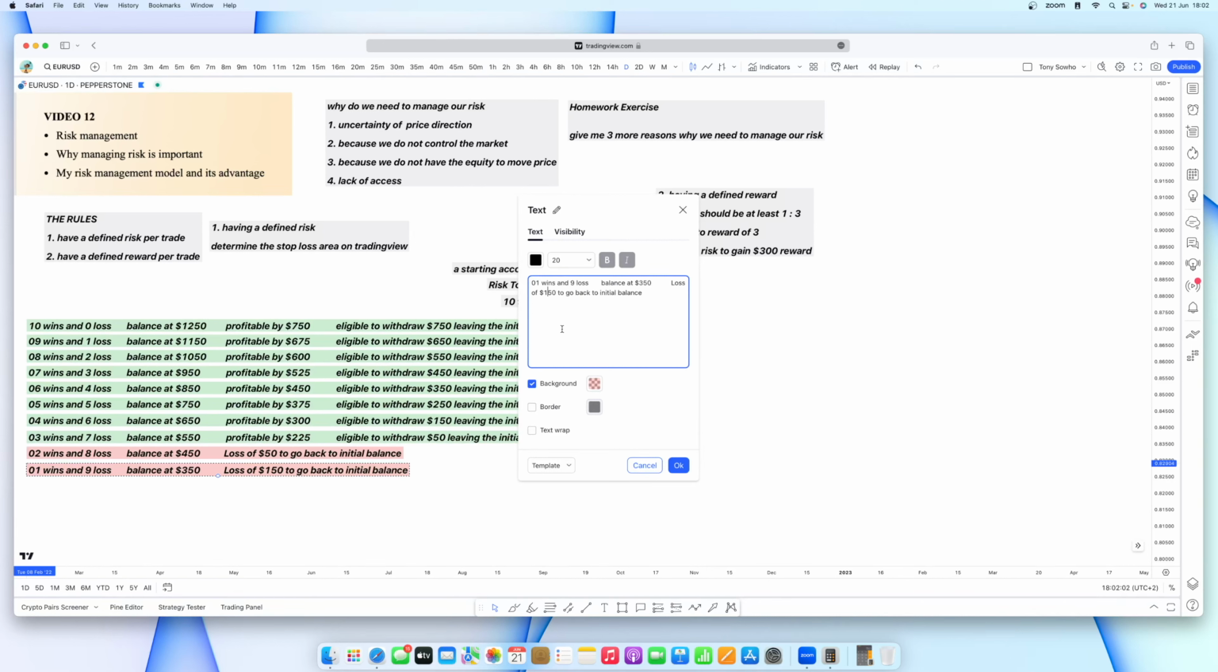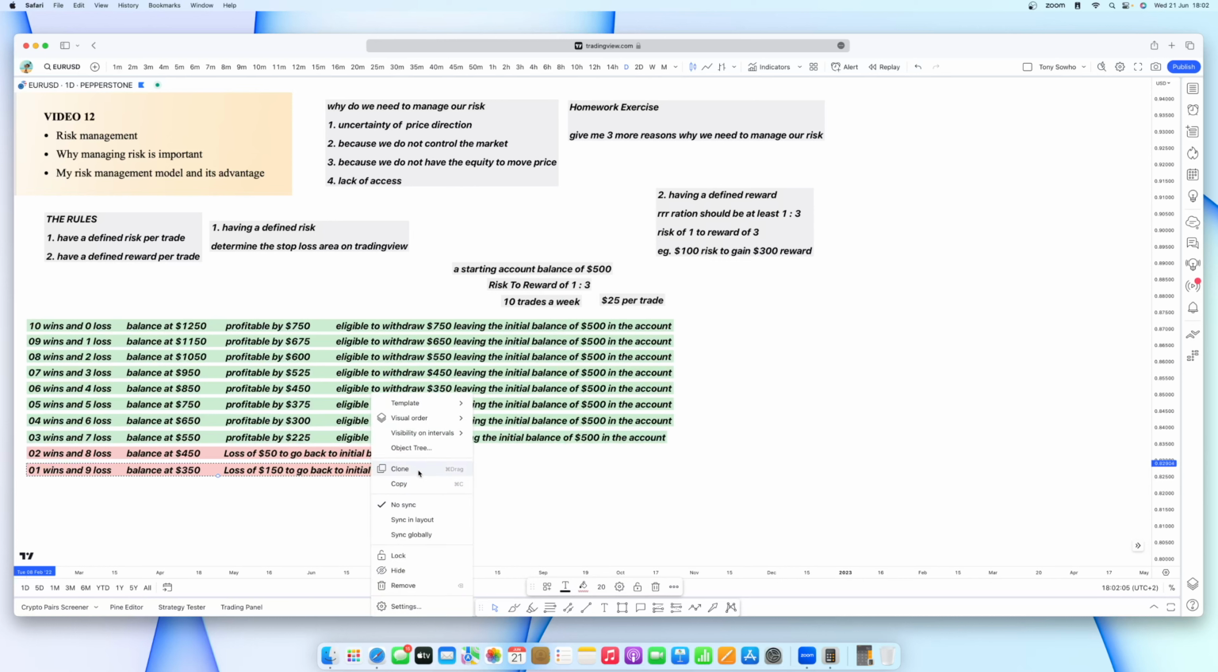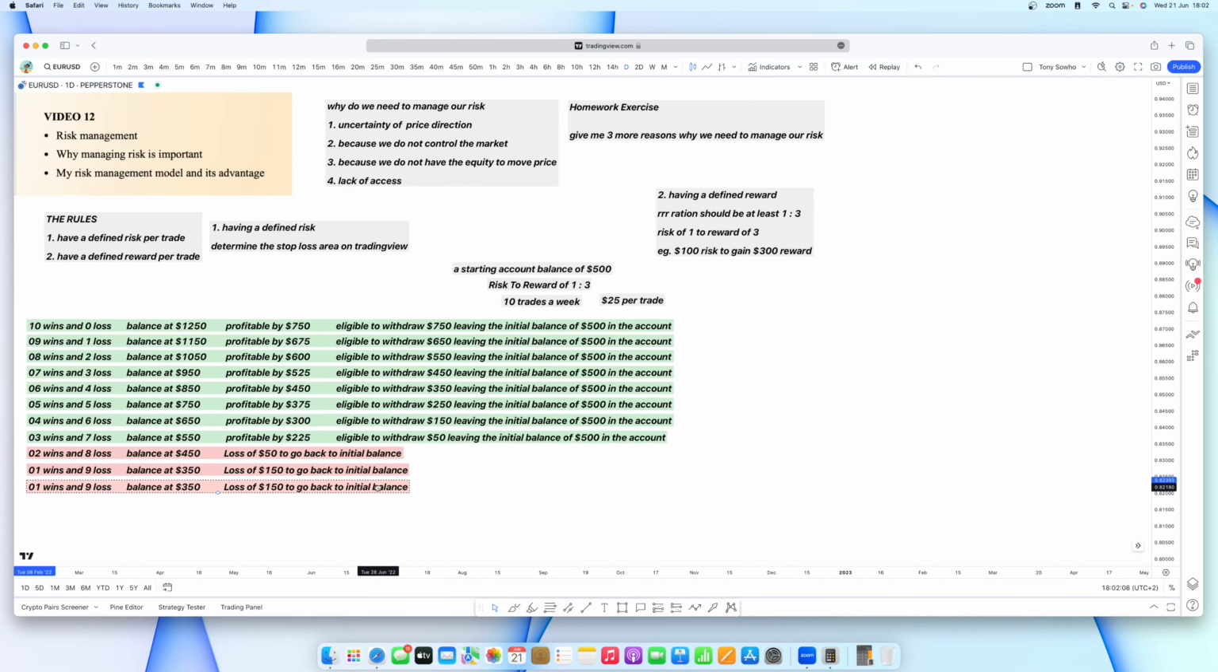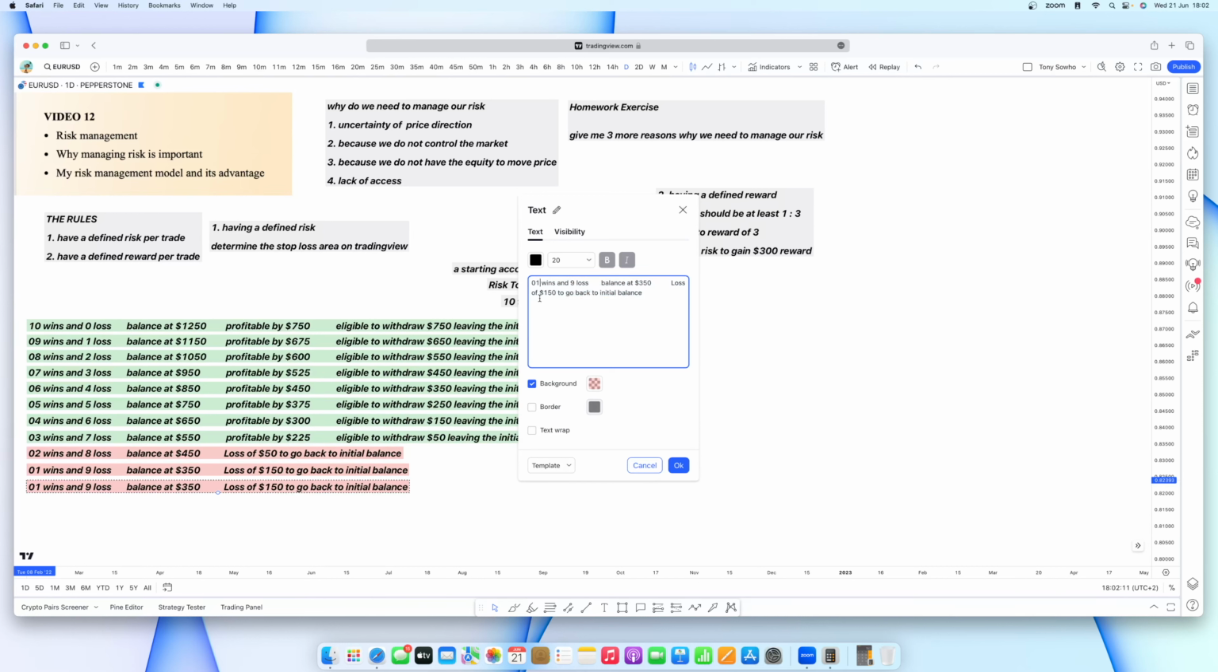And then let's go to the worst case scenario. Now, the worst case scenario, which I do not pray for anyone, is having a 0 win. You didn't win anything. And then you lost the whole 10 trades. Now, if you lose everything, your account is going to be at $250. So the worst case scenario, you're going to lose half of your account. And in order for you to recover your balance, to get to 500, you have to make about $250.